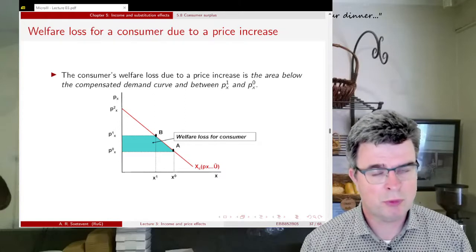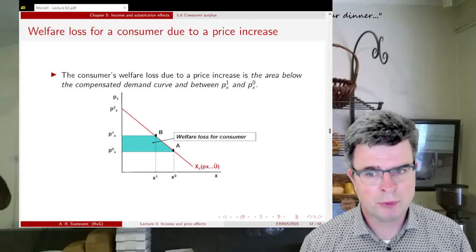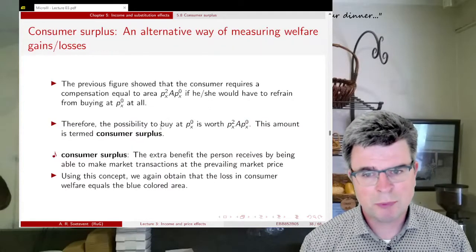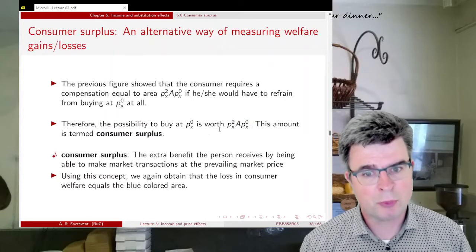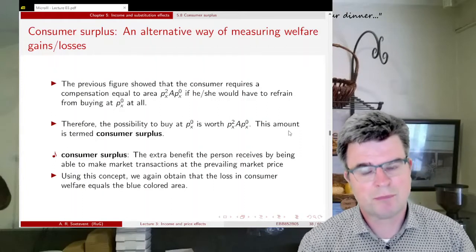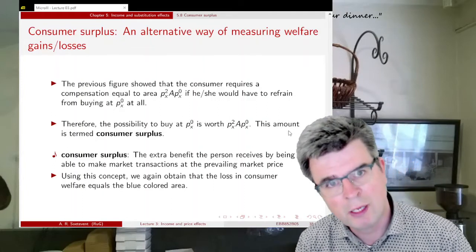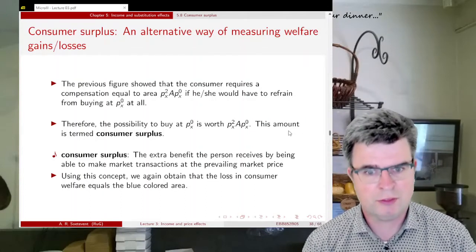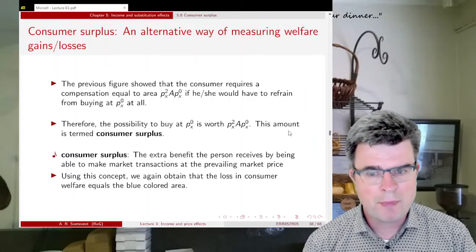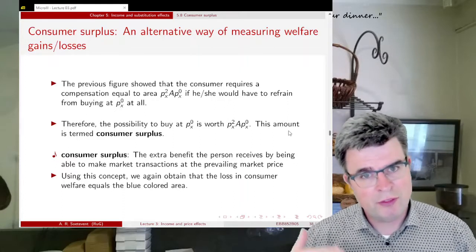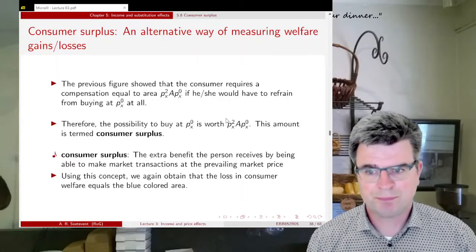If you take away that opportunity, you need to compensate the consumer by this entire amount over here. So in other words, the possibility to buy at price P0 is worth the size of the entire triangle, and this is what we call the consumer surplus. So it's the extra benefit that the consumer receives by being able to make market transactions at the prevailing market price, in this case P0. And if you increase the price, then you get a welfare loss, a decrease in the consumer surplus.